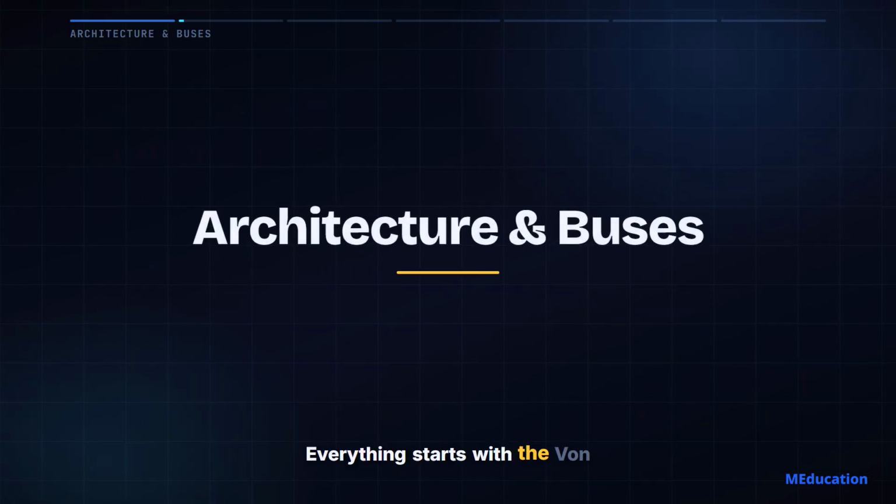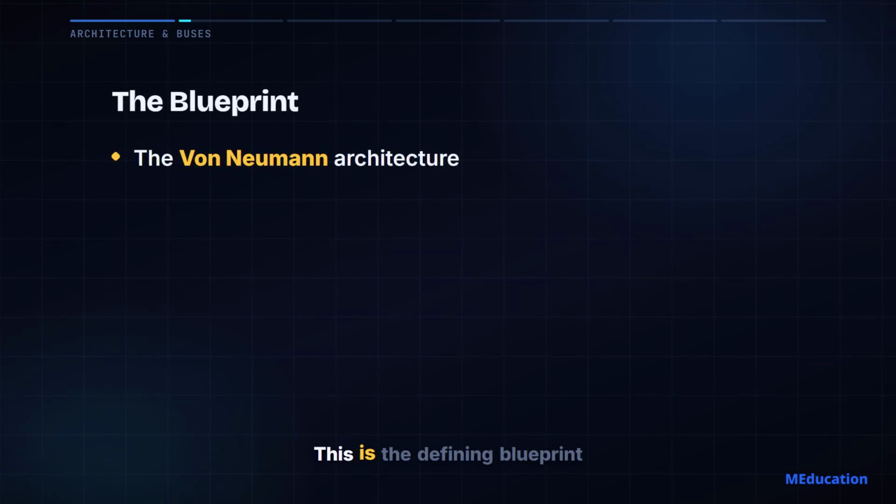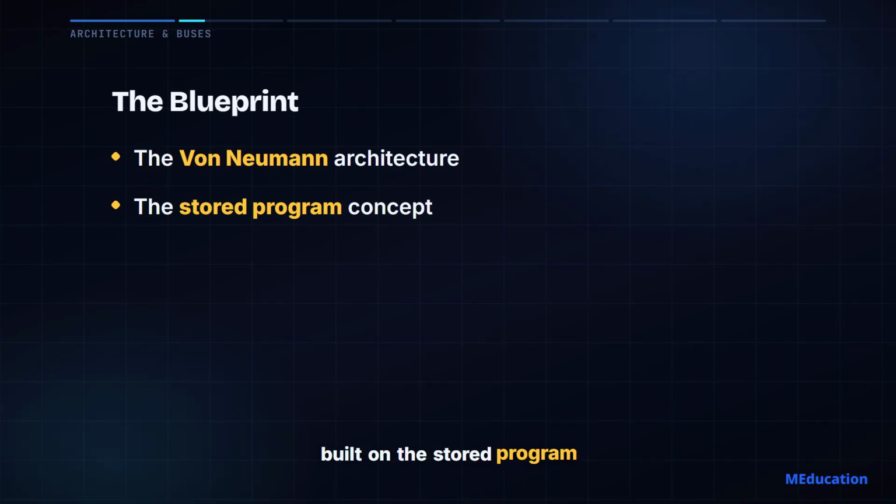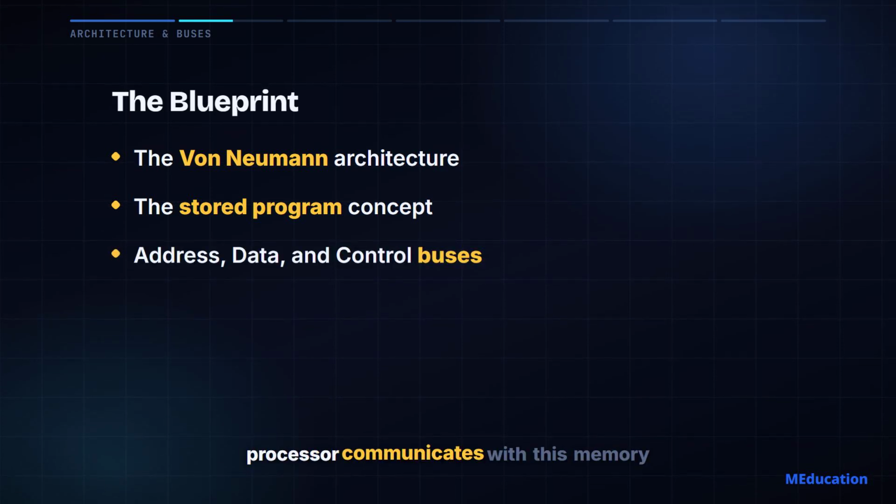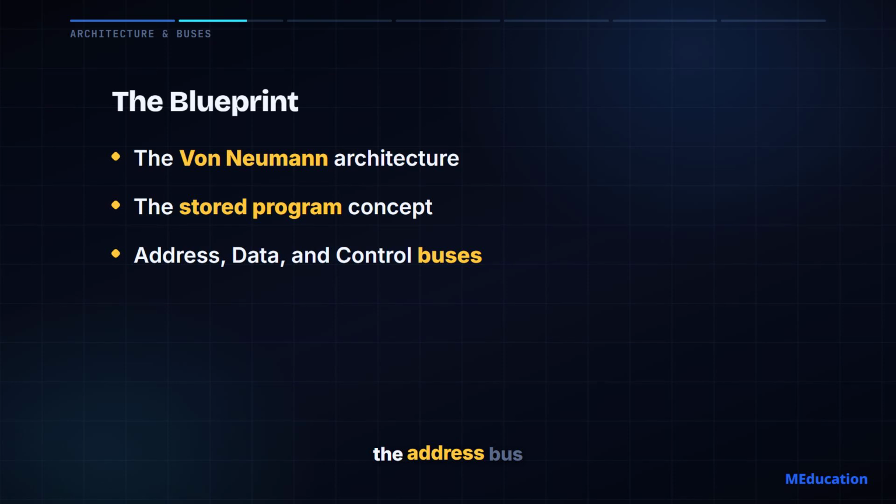Everything starts with the von Neumann architecture. This is the defining blueprint of modern computing, built on the stored program concept, which simply means that both data and instructions are stored in the same main memory. You will see how the processor communicates with this memory using three specific system buses: the address bus, the data bus, and the control bus. We will also calculate how the physical width of these buses directly limits your system memory and performance.